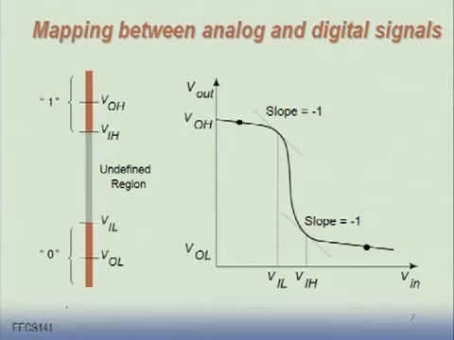So the way we introduce noise margins, we identify these regions where the slope is less than one. Put at the input of this gate a voltage that is higher than the input high, that is good, because that noise is going to be attenuated.